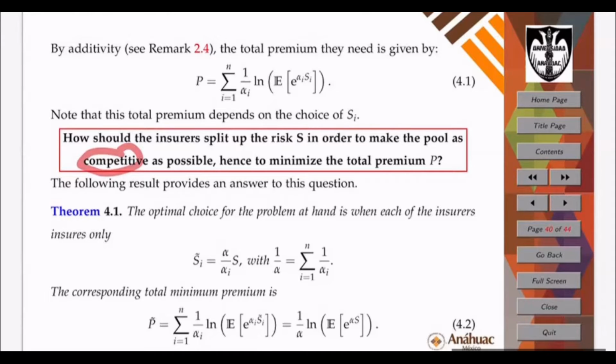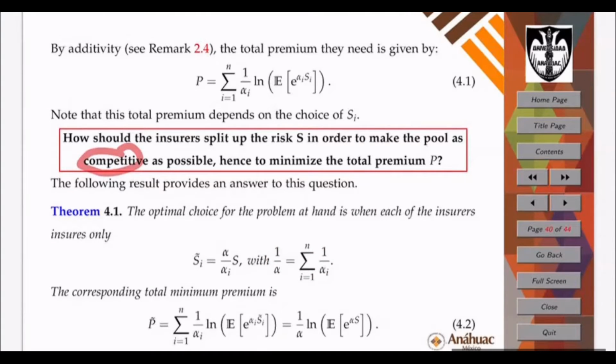Now, this result is the main one of this section. The optimal choice for the problem at hand is when each of the insurers insures only this amount here. Please observe that in this case, I am not using the original random variable S_i, but I am using S tilde_i, and each one of these is going to be given by this expression here. Now, alpha is going to be given by this sum, this harmonic sum.